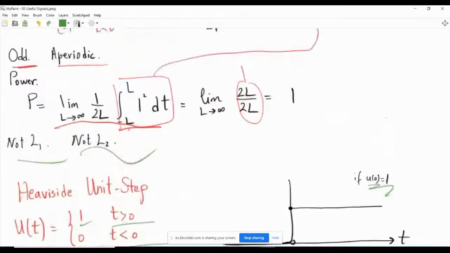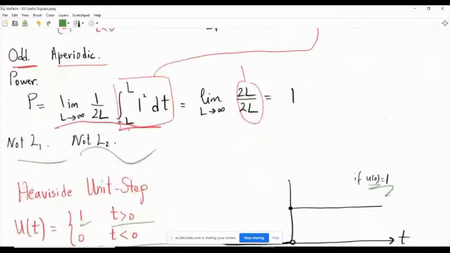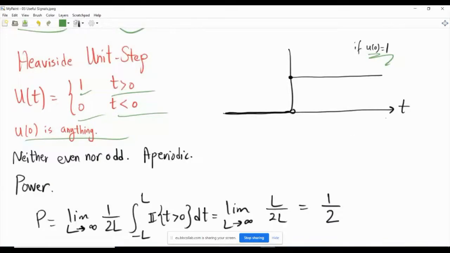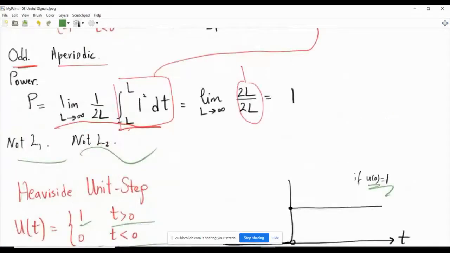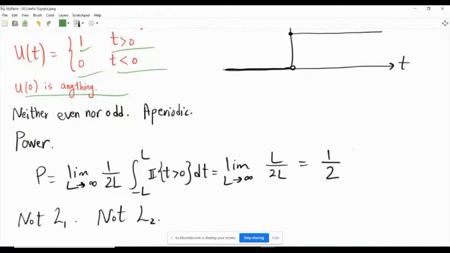It does not have symmetry. The sine function is an odd signal, but the unit step function is neither odd nor even. It's aperiodic. It's a power signal, so you can use basically the same argument above. The energy is infinity, but the power, you can show that it is equal to 1/2.